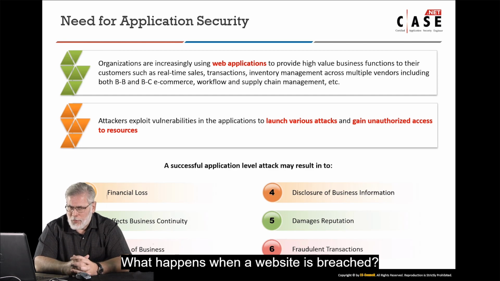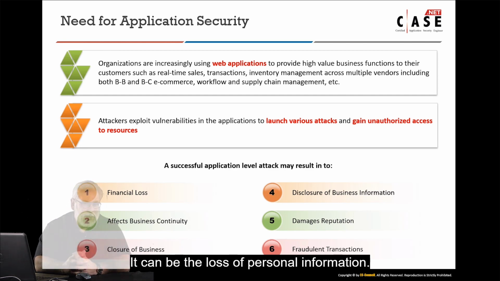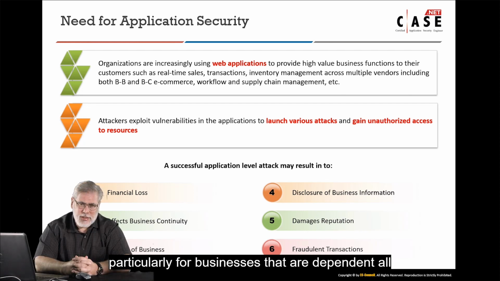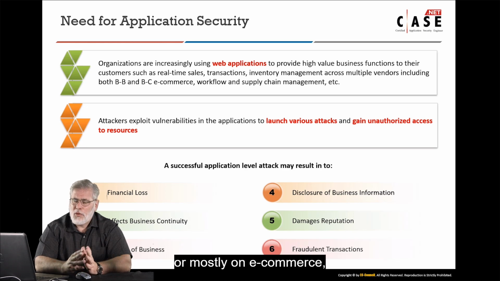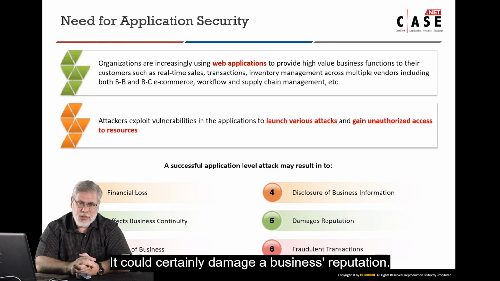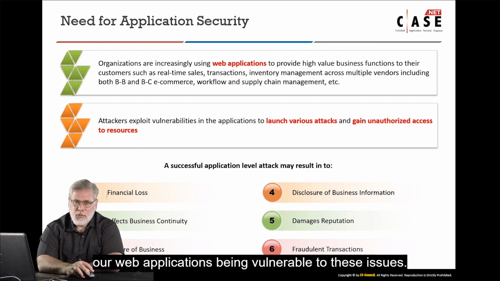What happens when a website is breached? Can be financial loss. It can be the loss of personal information. It can be embarrassment to people's confidential data. It can in fact lead to closure of businesses entirely, particularly for businesses that are dependent all or mostly on e-commerce. A major breach can end that business. It can certainly damage a business's reputation. So there are many reasons we want to avoid our web applications being vulnerable to these issues.